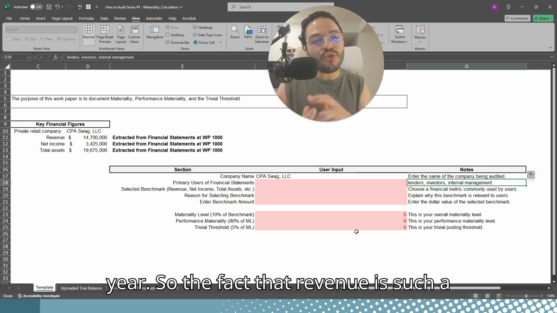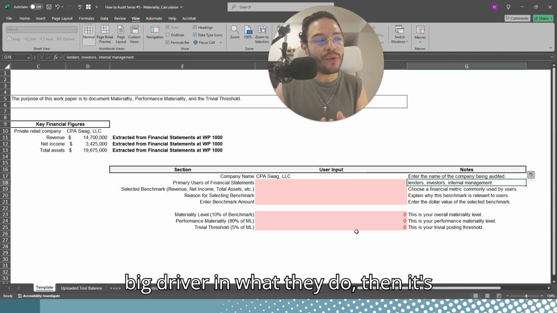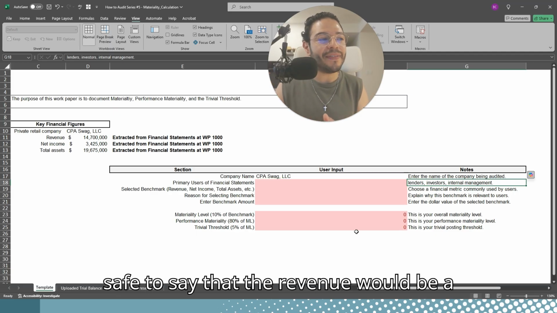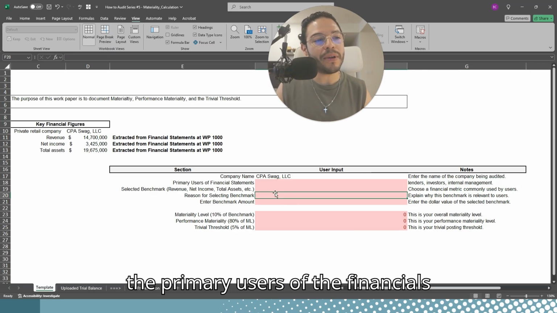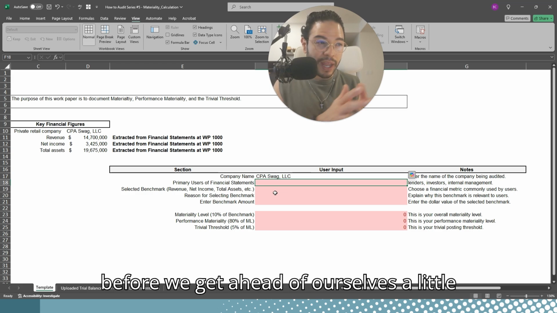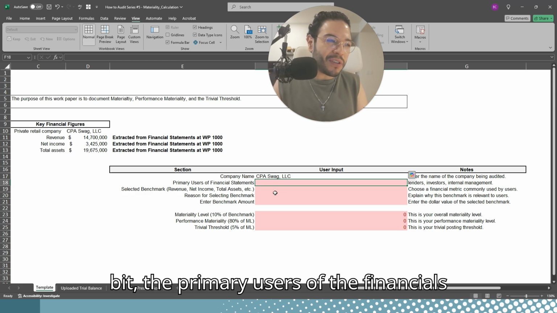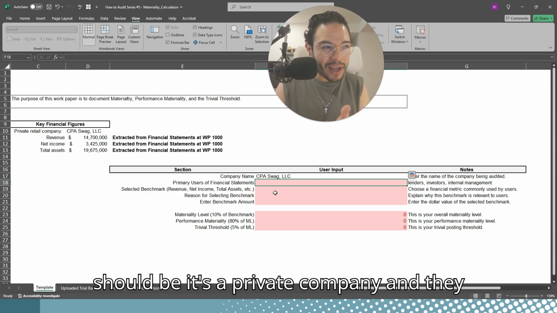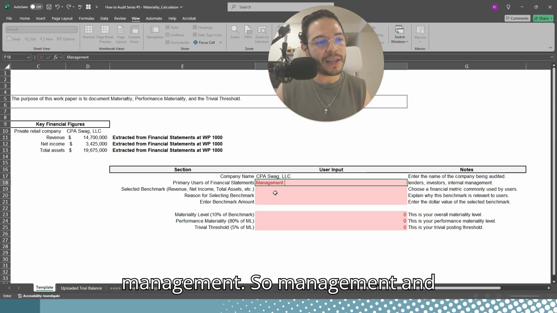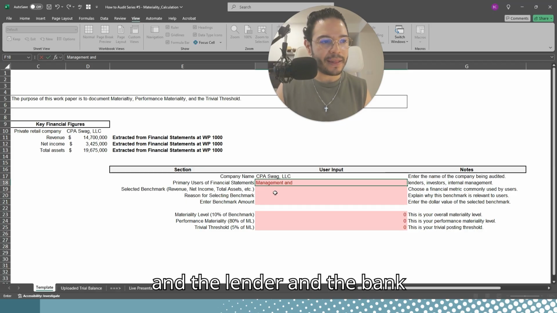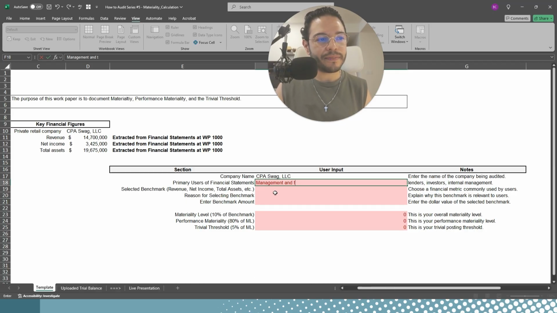So the fact that revenue is such a big driver in what they do, then it's safe to say that the revenue would be a selected benchmark. But based on this, before we get ahead of ourselves a little bit, the primary users of the financials should be, it's a private company and they have bank covenants. So I would say management. So management and the lender and the bank.